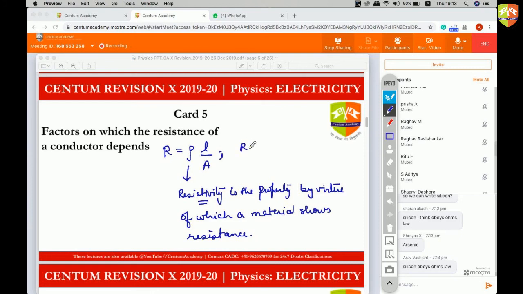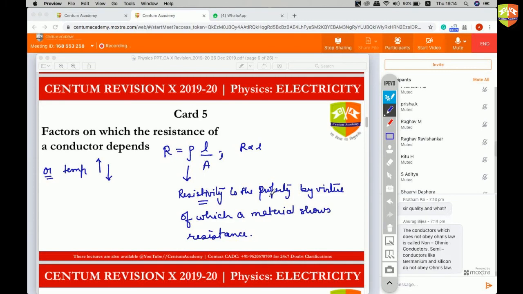So on what all factors does the resistance of a material or device depend? It depends on three things: resistivity, length and area. Prominently you can also say it in two ways: it depends on the quality of the material and the dimensions of the material. Dimension as a single word includes both length and area. Resistance is directly proportional to length, so with increase in length, resistance will increase. With increase in area, resistance will decrease.